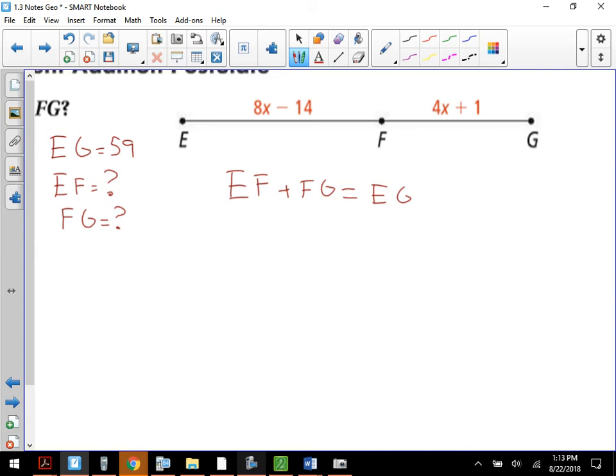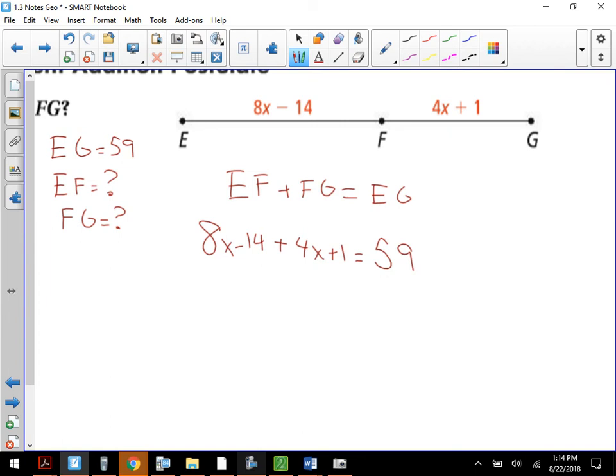Two smaller segments add up to equal the whole thing. The smaller segment for EF, according to the diagram, is 8x minus 14. The smaller segment of FG is 4x plus 1. EG, as given to us, is 59. Isn't that a problem that all of you can solve?